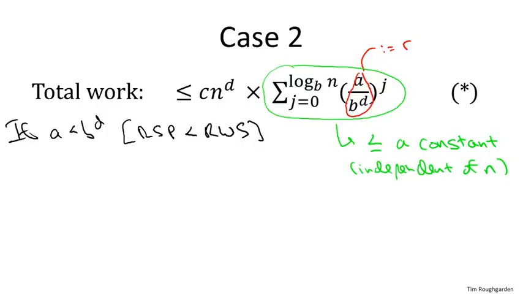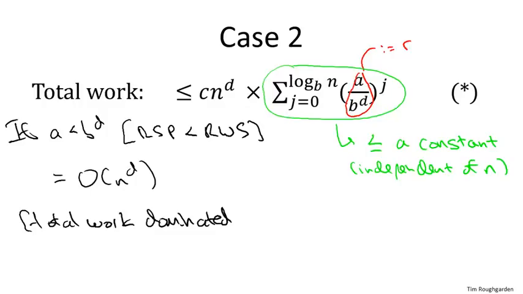It evaluates to c, which is a constant, times n to the d times another constant. So suppressing the product of these two constants in big O notation, we can say that the expression star is upper bounded by big O of n to the d. And this makes precise our intuition that indeed the overall running time of the algorithm in this type of recursion tree with decreasing work per level is dominated by the root. The overall amount of work is only a constant factor larger than the work done merely at level 0 of the tree.